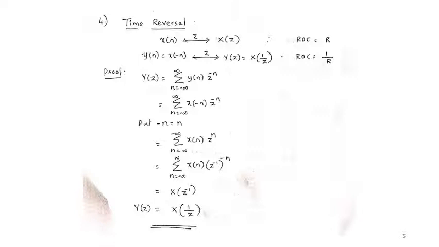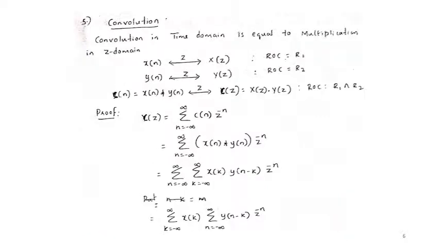So in the time domain, if n is replaced by minus n, that is x of minus n, in the z domain it will be z replaced with the inverse of z, that is x of 1 by z. That is the reversal property. The next property is convolution. Convolution in time domain is equal to multiplication in z domain, and this convolution concept we discussed in module 2.